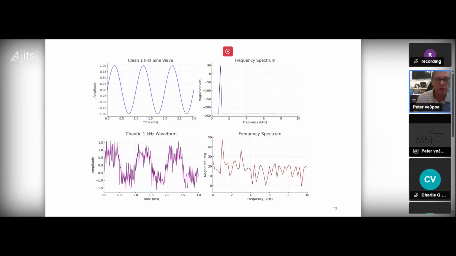This is just another example of DFT processing. On the two upper ones there, you've got a nice clean sine wave in your frequency spectrum. It's nice and clean with the one peak. And then you get a chaotic kilohertz waveform with all kinds of frequencies in there. And then your frequency spectrum breaks it down.